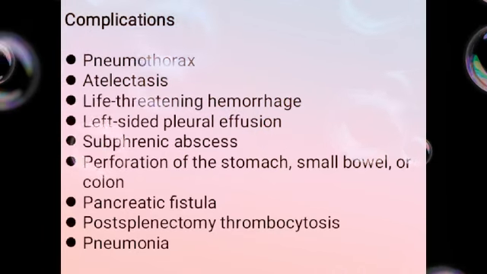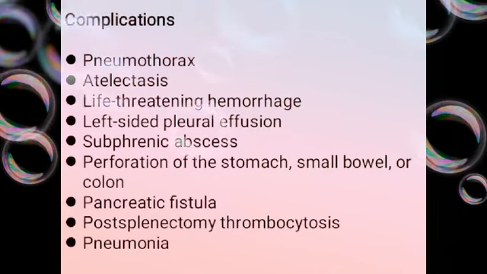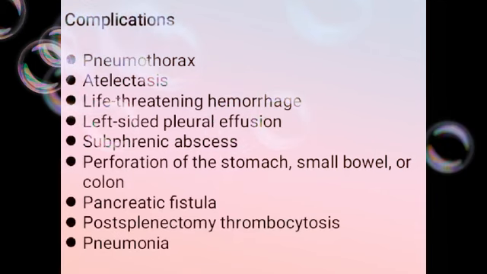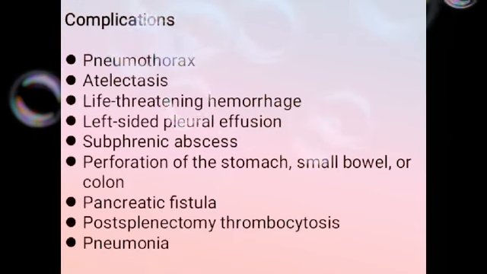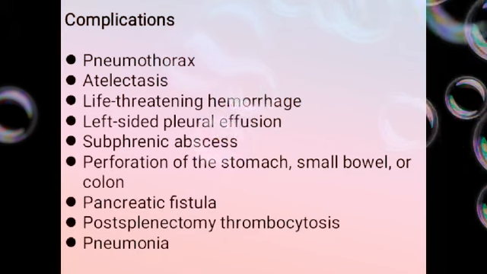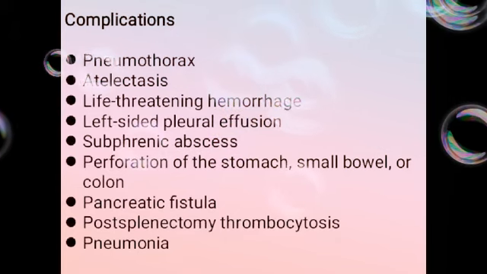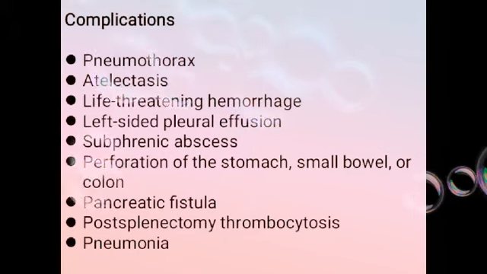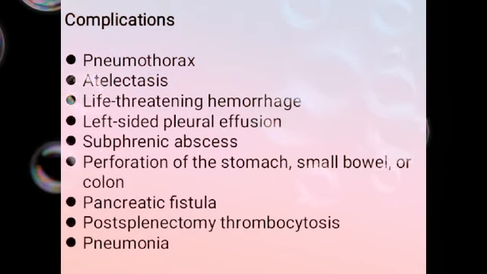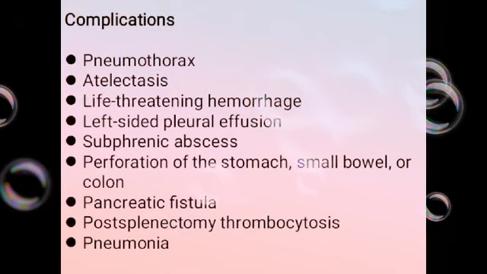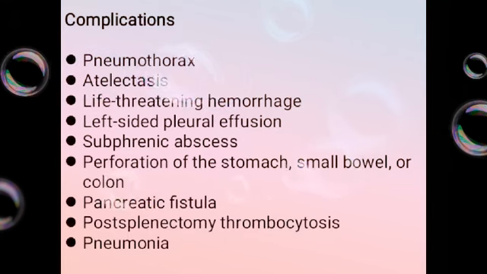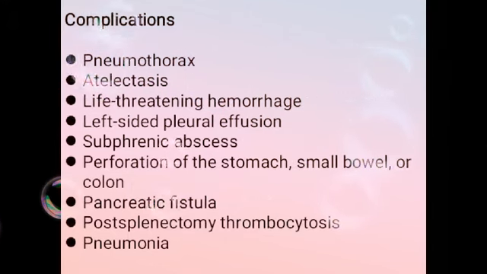Just like we have seen in the anatomy part of the spleen, the spleen is actually just adjacent to the pancreas. So even the pancreas can be perforated, forming this fistula. And we can also have a post-splenectomy thrombocytosis. Due to abscess formation within the spleen, it may call for a splenectomy.